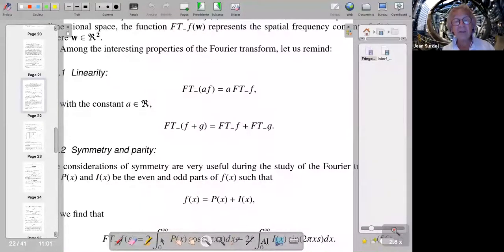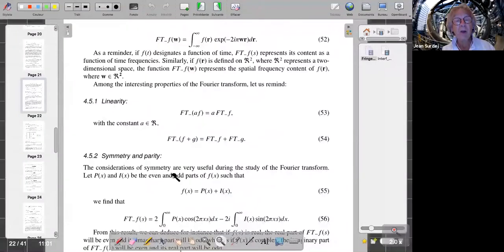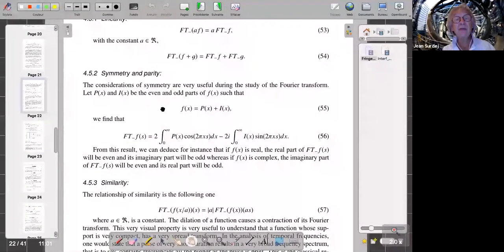Then about symmetry and parity, the only important thing I would say here, and you may try to demonstrate it yourself, is that if the function f(x) is symmetric, so if it is an even function, so f(-x) equals f(x), you will find that the Fourier transform of that function is real. So it doesn't need a complex representation.